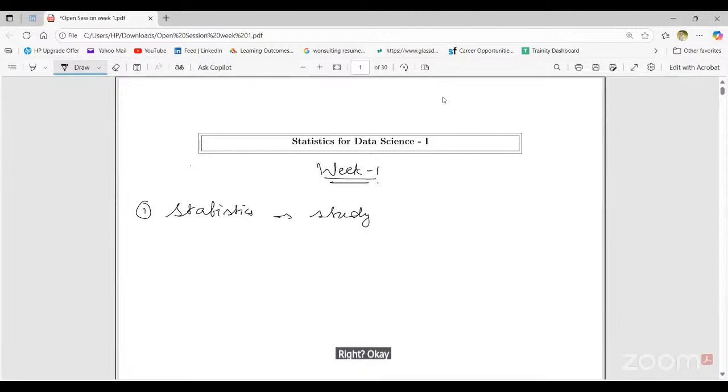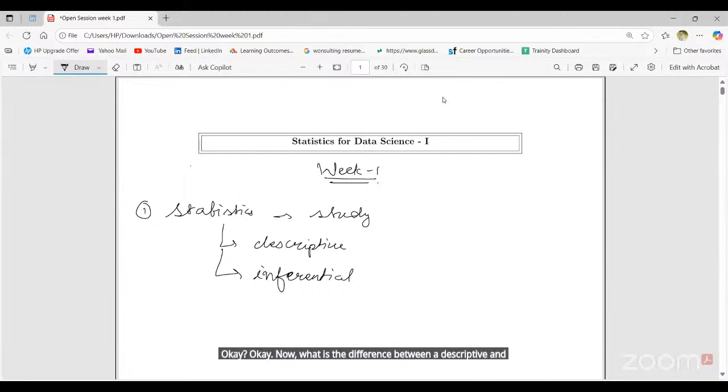Now, statistics has two branches. What are the two branches? Descriptive and inferential. Now what is the difference between descriptive and inferential? Descriptive is summarizing the data and analyzing the data, whereas inferential is drawing conclusions from the data.